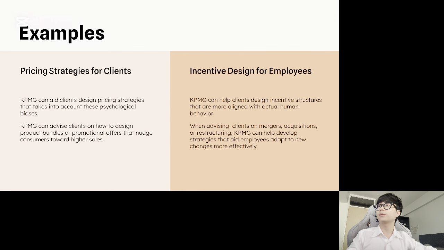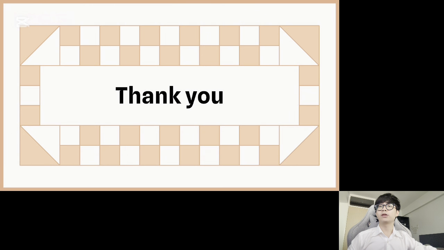In consulting, especially for companies undergoing transformation, KPMG can apply insights from behavioral economics to overcome status quo bias. When advising on mergers, acquisitions, or restructuring, KPMG can develop strategies that help employees adapt to new changes more effectively. This could involve framing the changes as a positive opportunity rather than a threat to reduce resistance, or using peer influence to make the new way of working seem like the norm, which can lead to faster adoption of the new processes or technology. And that is all for my presentation.